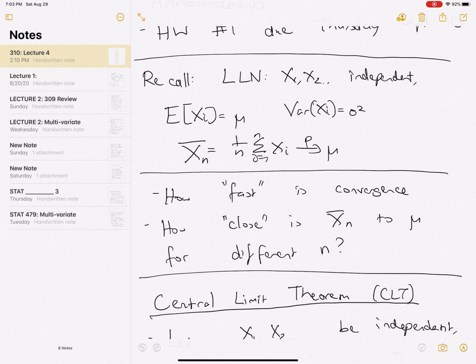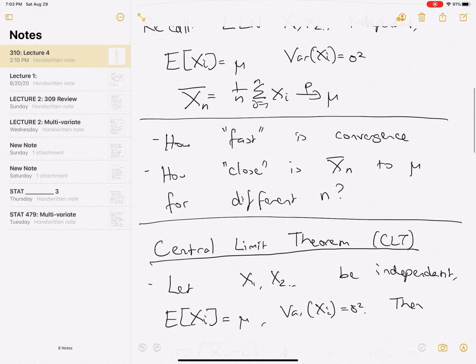This is a pretty useful result, saying that the sample mean eventually converges to the population mean. But a key thing that's not covered in this result, and that people in practice really care about, is how fast is the convergence, or more precisely, how close is the sample mean X bar n to mu for different n. The law of large numbers doesn't help us with that at all, and that's one of the key reasons why we need the so-called central limit theorem.